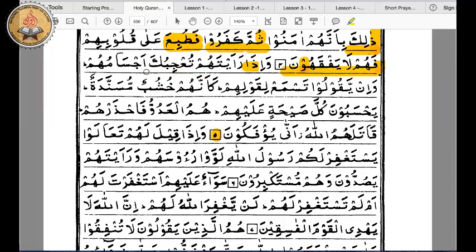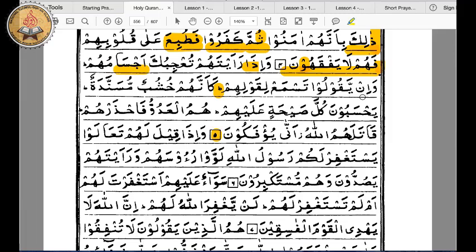And over here as well, actually no, not this one. So this one over here, this jim, this is one of the 5 qalqala letters. So when it has a sukoon, you can vibrate that sound. So rather than ajsa, ajisa. أجسا. Ajsamuhum. أجسامهم. Okay, brilliant. And if you can read up to here next.